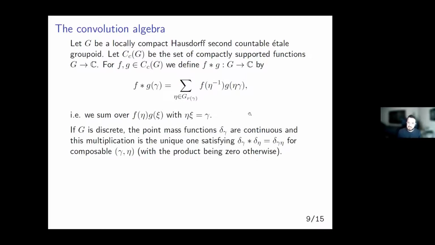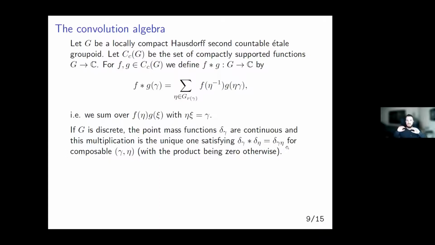If G is discrete, so we just completely forget the topology on it and say every set is open, then your point mass functions are continuous and span the set of compactly supported functions, because it becomes the set of finitely supported functions. And if delta gamma is your point mass at an element gamma, this multiplication is the unique multiplication that says delta gamma times delta eta is delta gamma eta.